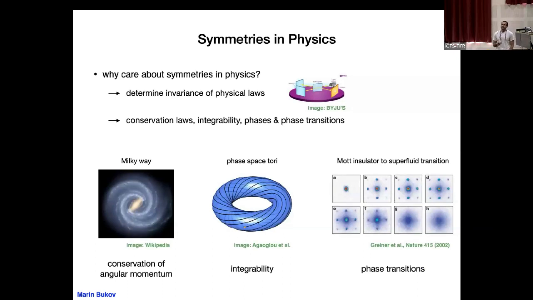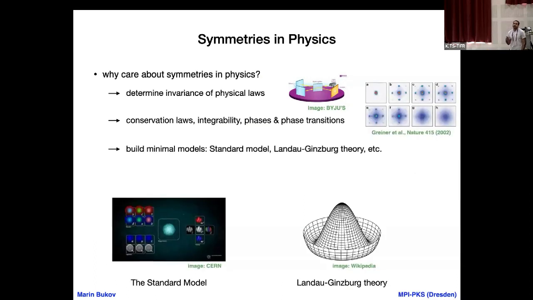Besides physical laws, symmetries also help us understand conservation laws, and there's also a relation to integrability. And also symmetries are, as we know in condensed matter physics, particularly useful when we define phases and their transitions. But we also care about symmetries because they help us build minimal models. For instance, if we know the symmetries of a given problem, then we can postulate them and ask ourselves the question, what is the minimum model that satisfies those? This is one approach that has been used in the standard model, but also in Landau-Ginzburg theory.